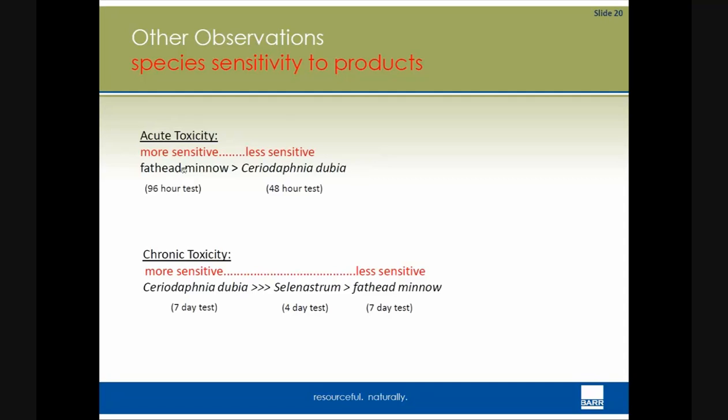I was a little bit surprised that fathead minnow and Ceriodaphnia dubia were so similar with respect to the acute effects. It may be that inhibitors, and it's a complete guess, may have some kind of added effect to fatheads because they have gills versus Ceriodaphnia dubia. I'm not sure.